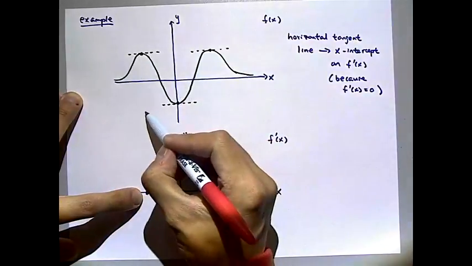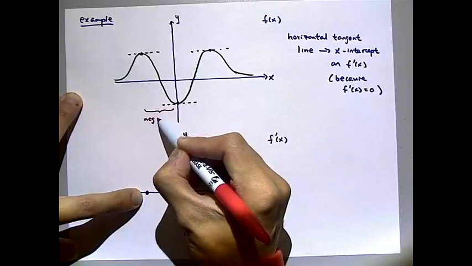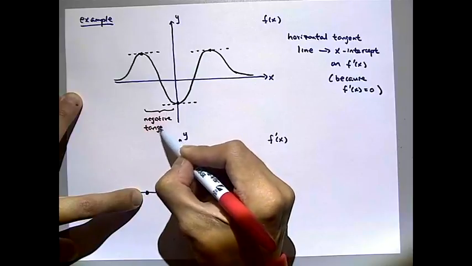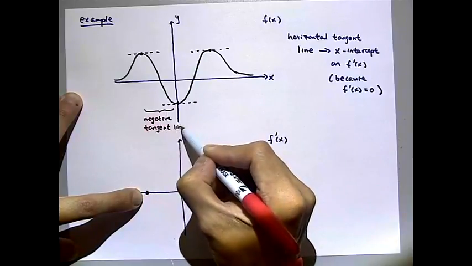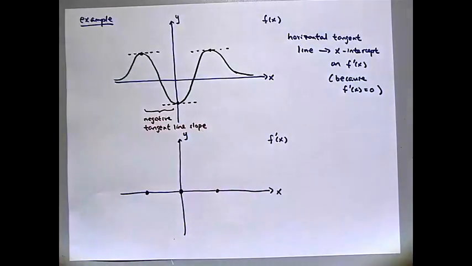So this entire region right here has negative tangent line slope, which means that the graph representing f prime has to be entirely below the x-axis on the f prime graph.